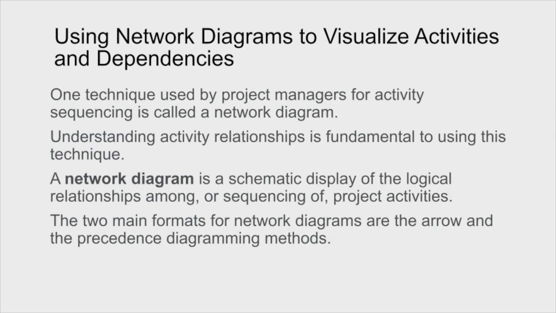So we have activities and we have dependencies. Now we got to think about how can we use some tool to manage those. And this is where we get into network diagrams. And these are systematic displays of the logical relationships or sequencing of a project. So basically we're putting it down on paper in terms of a flow diagram. There's really 2 major formats for network diagrams. There's the arrow diagramming method and the procedural diagramming method.